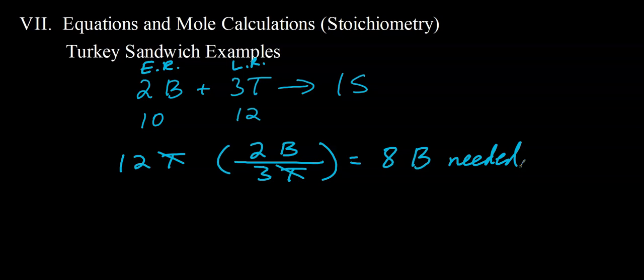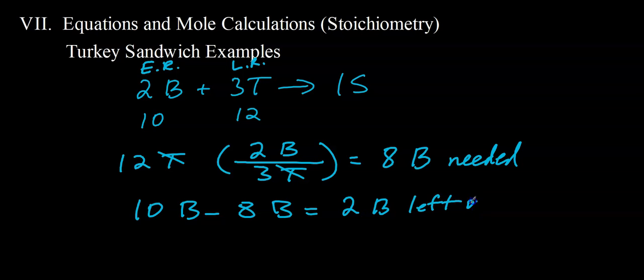And then we are going to subtract what you need from what you have. So we have 10 slices of bread, which is more than enough. You need 8 slices of bread, and so you're going to end up with 2 slices of bread left over, or in excess. So let's apply this thinking to the other example.